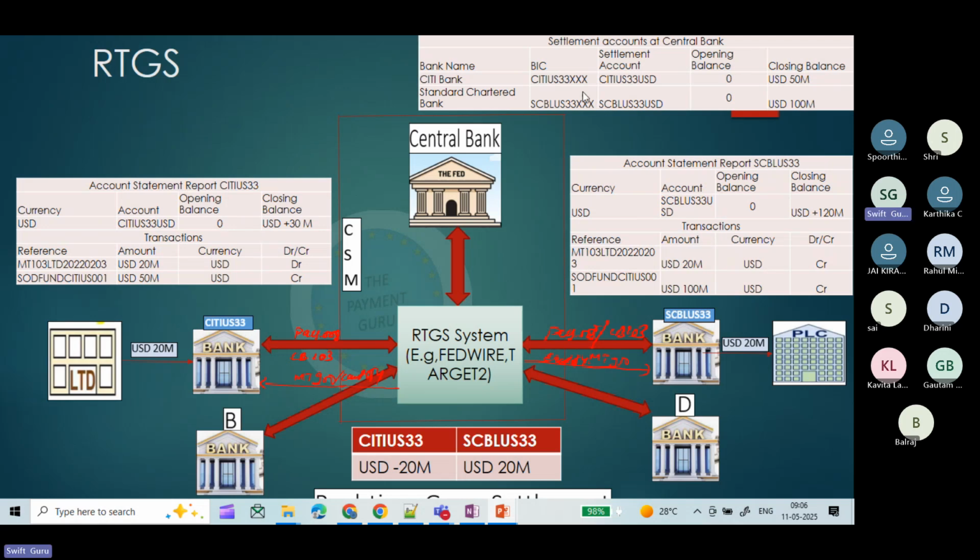Now, why do they need to fund their settlement accounts? It's just similar to that concept of the Nostro funding, right? Which I was telling you. Only when you have funds available in your Nostro account would you be able to request a transfer by sending out an instruction.